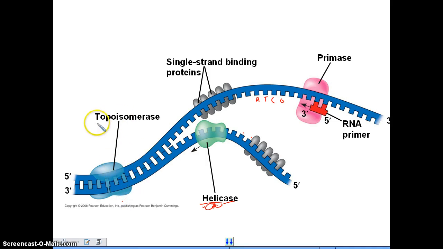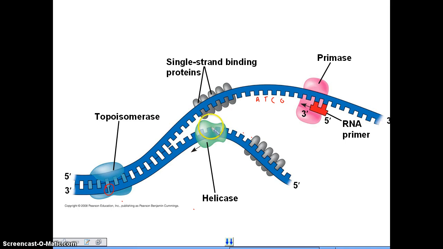So there's another enzyme called topoisomerase that actually cuts the DNA so that it can swivel or turn and unwind and relieve some of that pressure. So helicase is important because it unzips the DNA. Topoisomerase is important because it cuts and relieves the tension on the DNA.